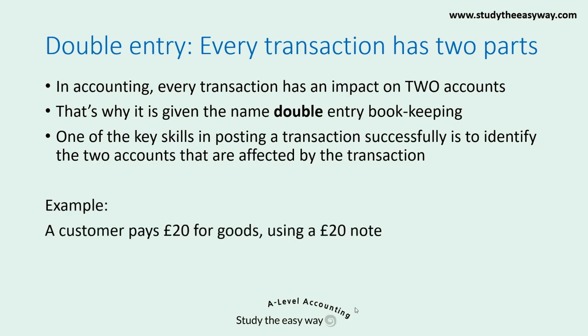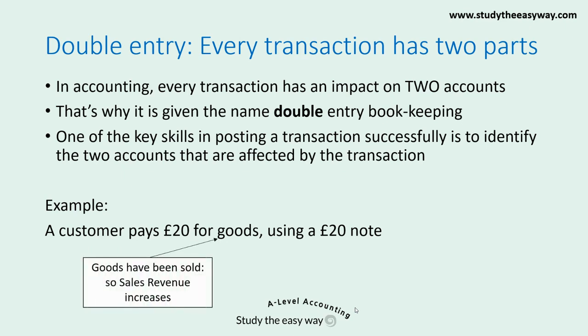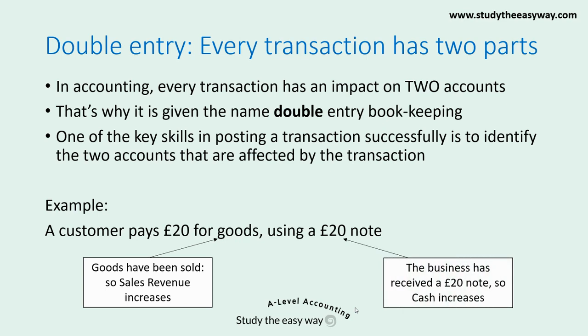Here's an example. A customer pays £20 for goods using a £20 note. This transaction has 2 aspects. Firstly, the business has sold goods, so sales revenue increases. And the other aspect is that the business has received a £20 note, so cash increases.